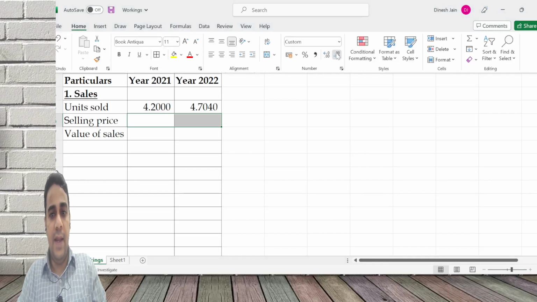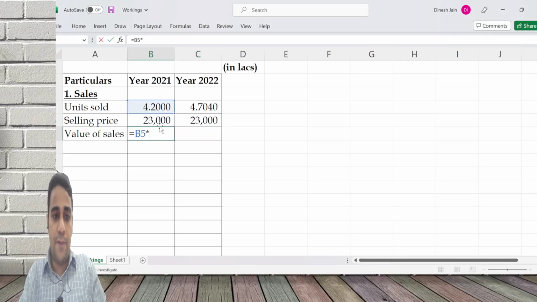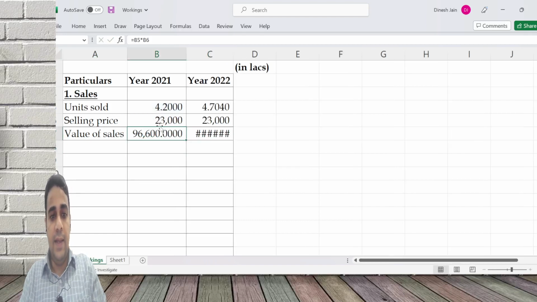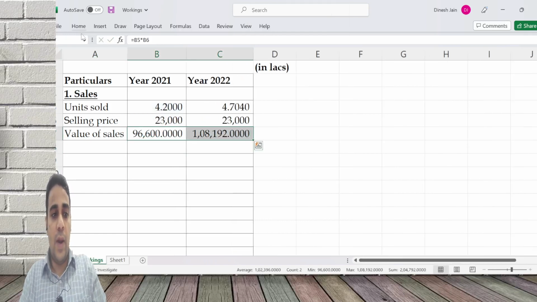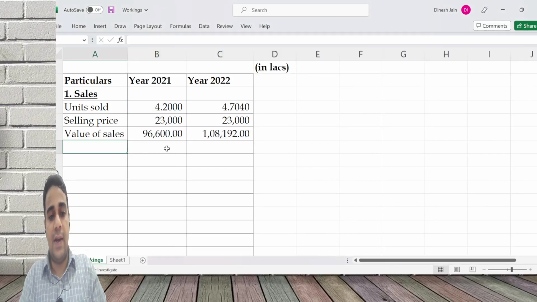Selling price remains the same, 23,000, and the value of sales is 96,600 lakhs and 1,08,192 lakhs. That is the amount of sales we are going to do. Any doubts on this?